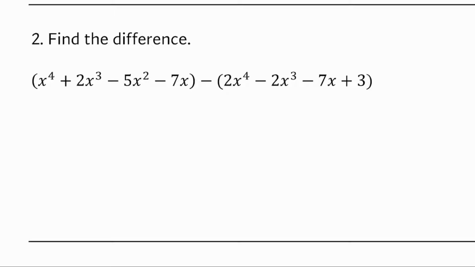Alright, when finding the difference, I'm going to distribute the negative to all of these things. Positive 2x to the 3, positive 7x, and -3. And then these aren't going to change because they're not getting subtracted.